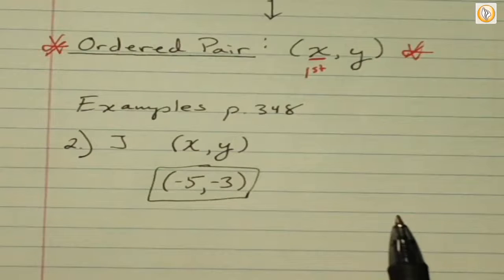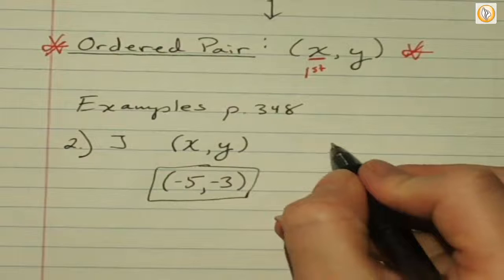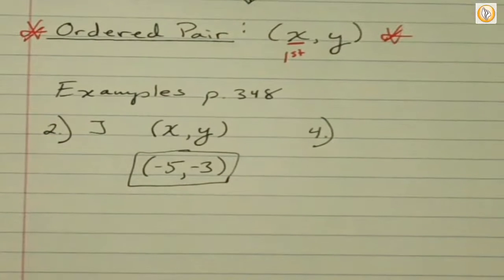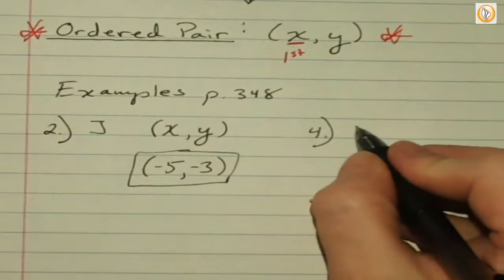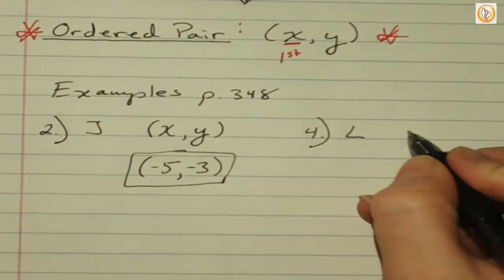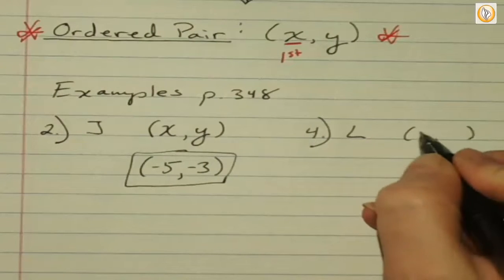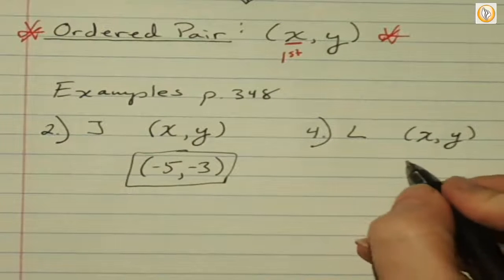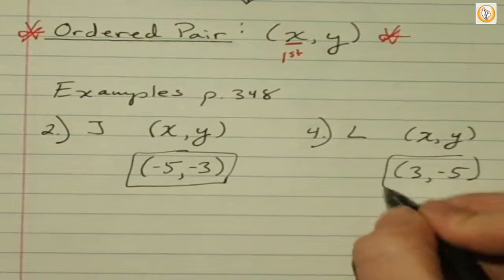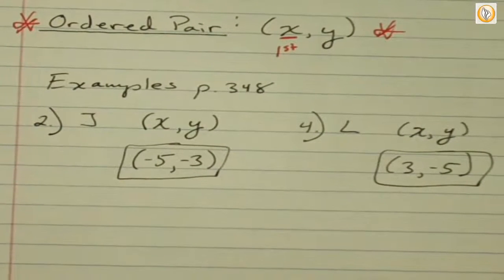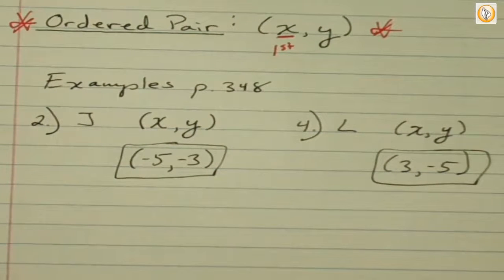Have you all done these before? I remember them. Excellent. Then you'll have fun today. Number 4 says L. So Talia, why don't you find the X and the Y? 3 and negative 5. So do we understand how to read these? Kelly, any questions on how to figure that out? No. You understand it? Yes. Okay, let's move on then.